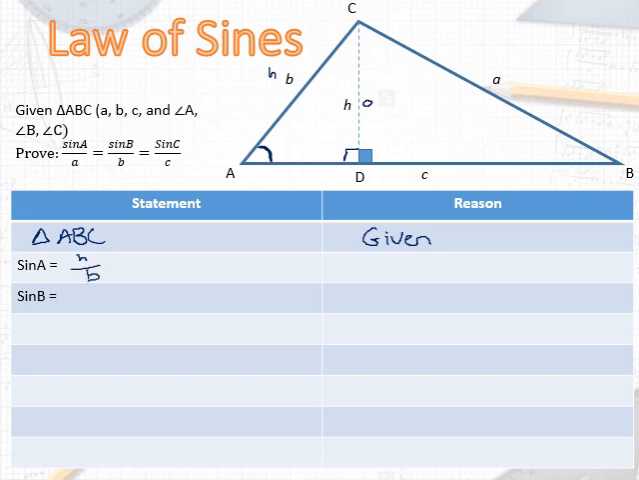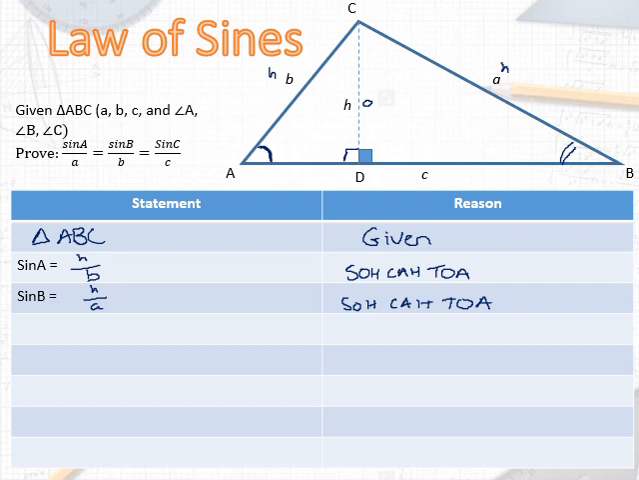hypotenuse, b. Sine of angle B: opposite is still h. Hypotenuse, however, is a. So this would be h over a. So this is just based off of SOHCAHTOA. You could also say sine ratio, it would be fine, as long as you're giving an indication that you are using reasoning behind why you pick sine and why you use those two sides.